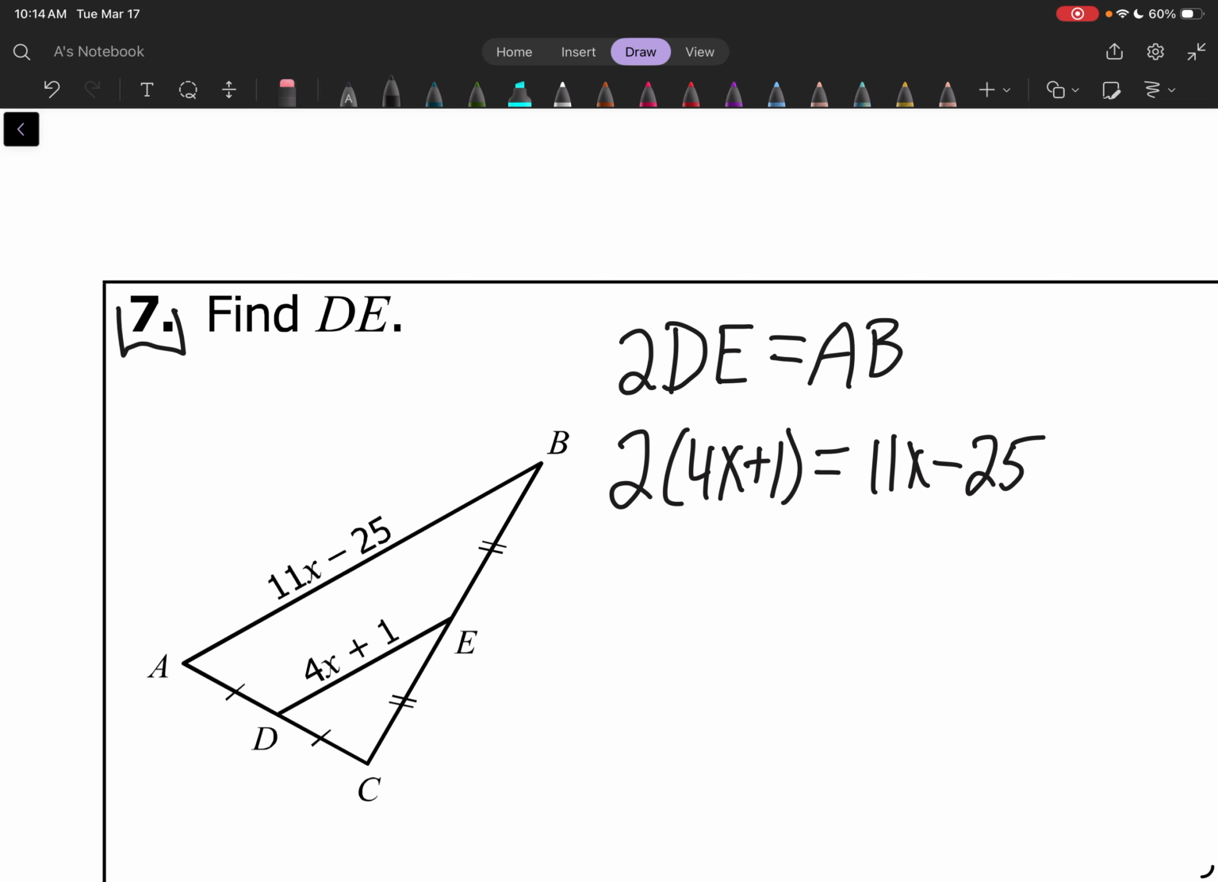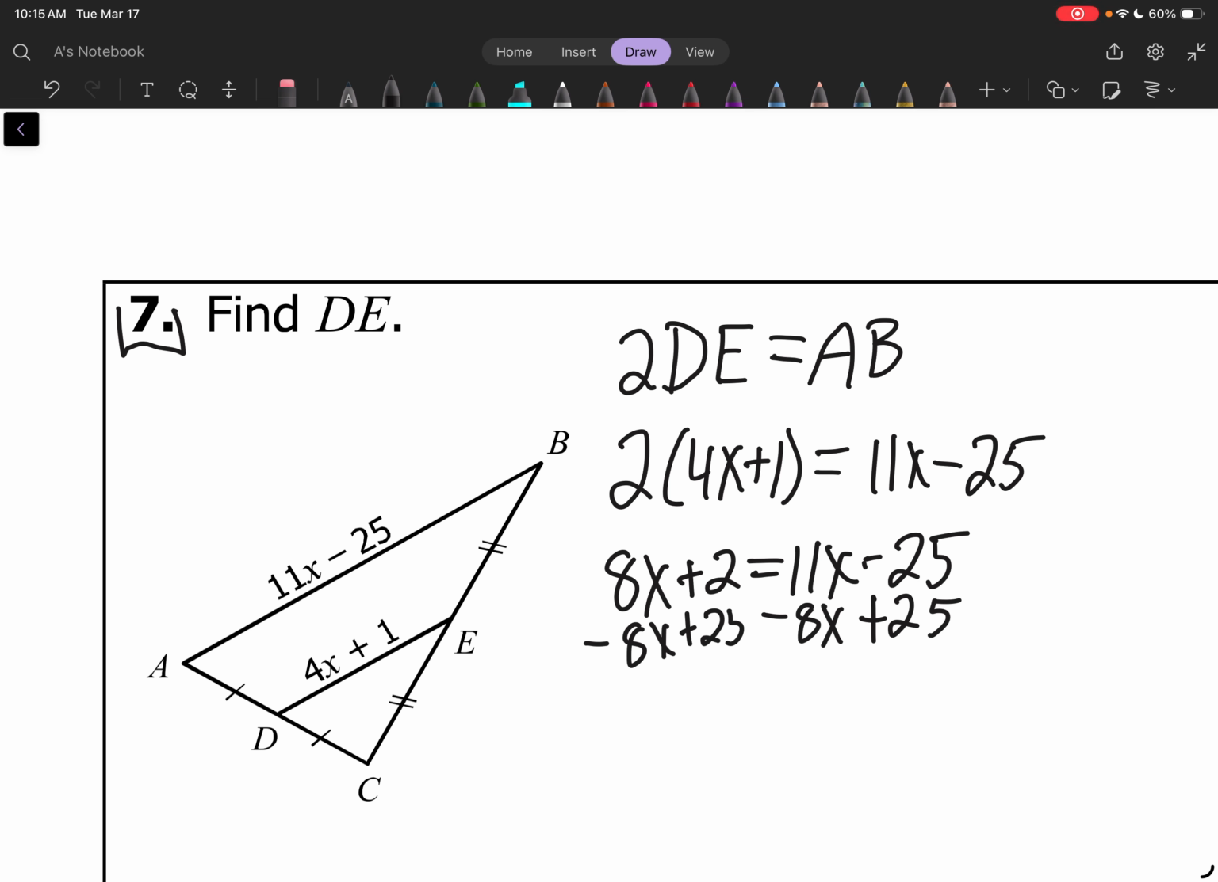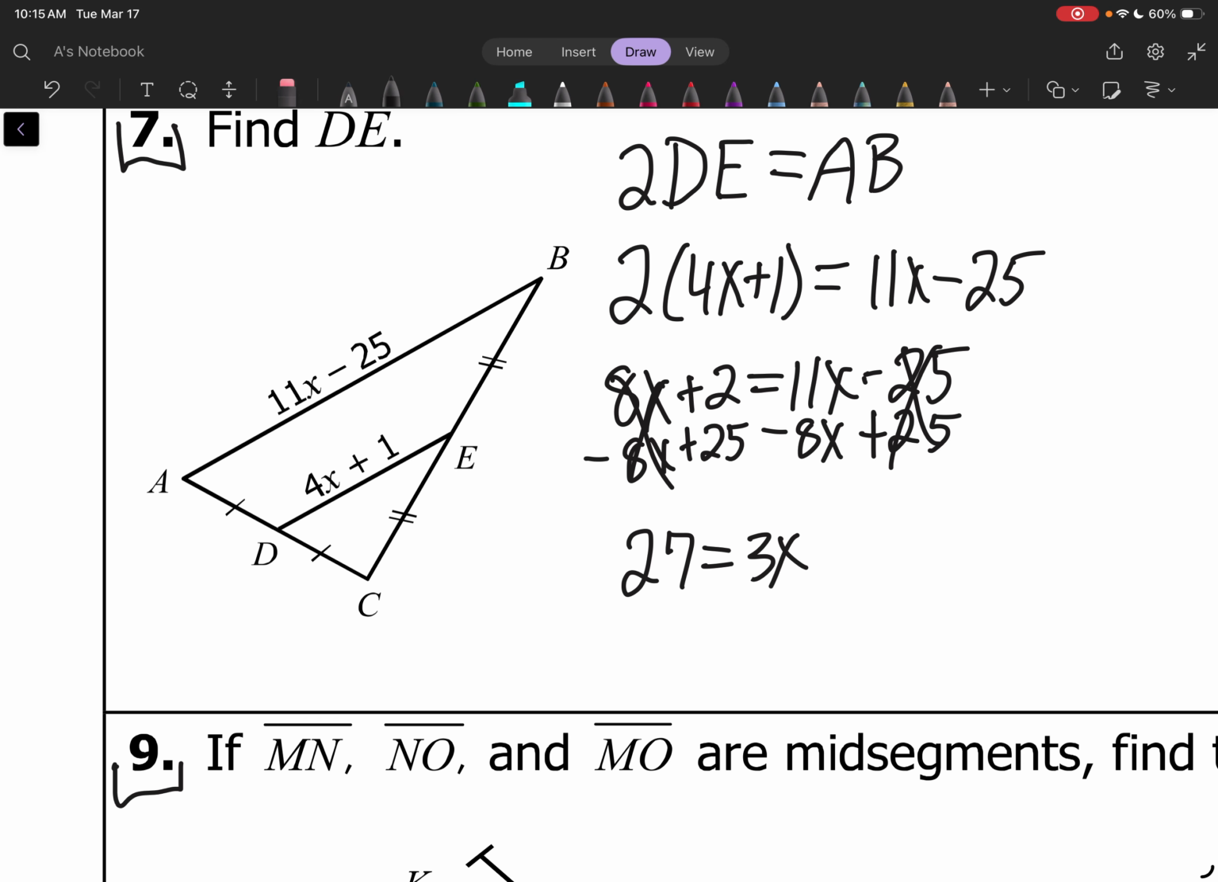You are welcome to use Desmos and put minus parentheses instead of the equal sign. I'm going to solve this by hand. Distribute my 2, 8x plus 2 is equal to 11x minus 25. I'm going to subtract 8x from both sides and add 25. 27 is equal to 3x, divide by 3. 9 is equal to x.